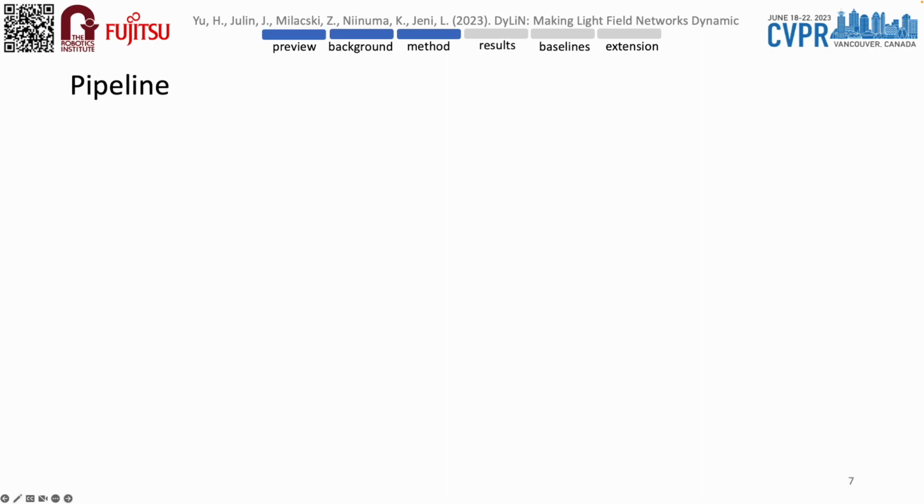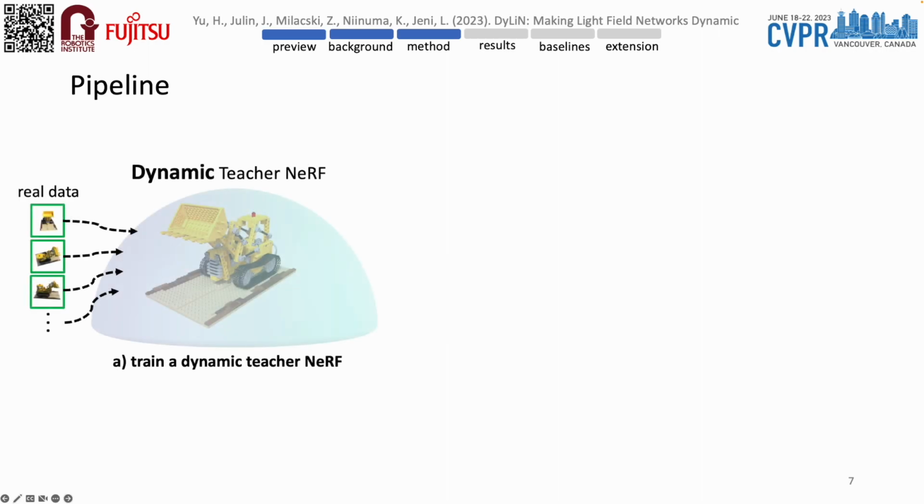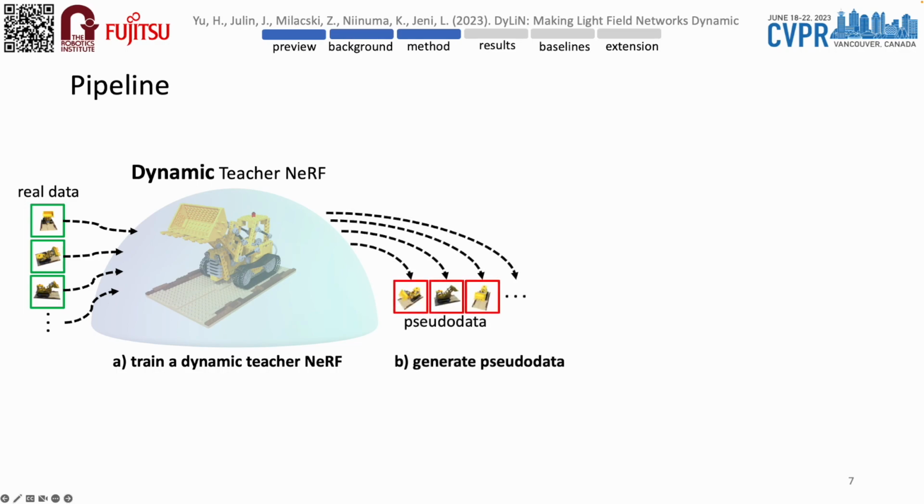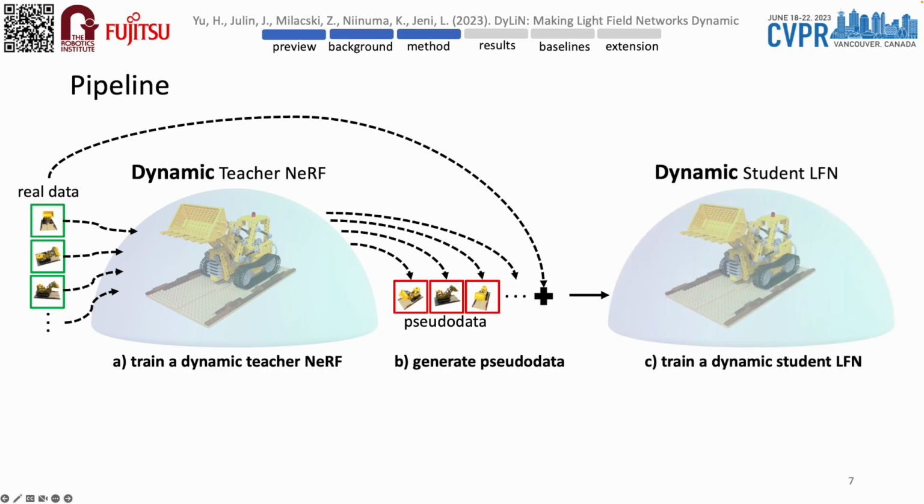The answer is yes, we can make LFNs dynamic, and this is the full pipeline for how we did it. We first train a dynamic teacher NeRF using real data from a given scene. Then, we synthesize pseudodata from the teacher, and finally, using both the pseudodata and the real data, we train our very deep dynamic student light field network that we term DyLiN.